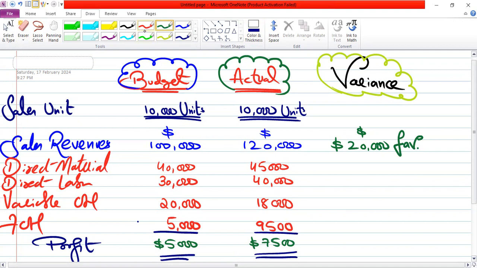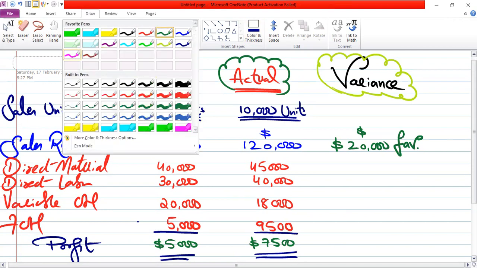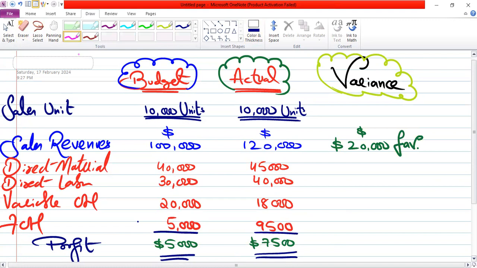Then what about the material? I was thinking that I must spend 40,000, but I did spend 45. So happy or sad? Red color, bad. I used dark color, something like that, is bad. We will not write unfavorable. We will write adverse. Adverse will always be with the negative sign. Then I was thinking the labor I should pay 30, but I ended up with 40. So wallahi, it is a bad thing. I paid more. Adverse.